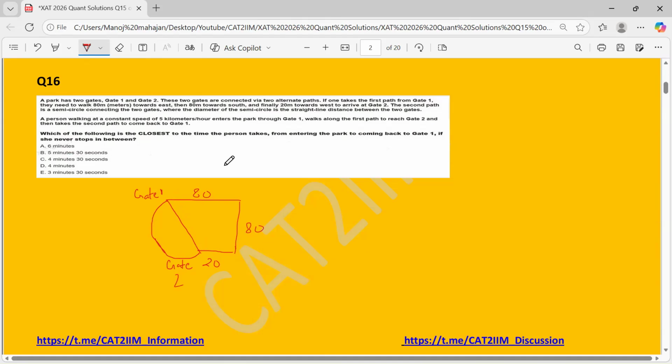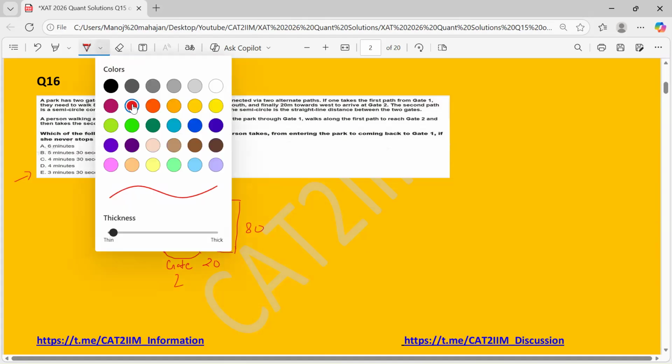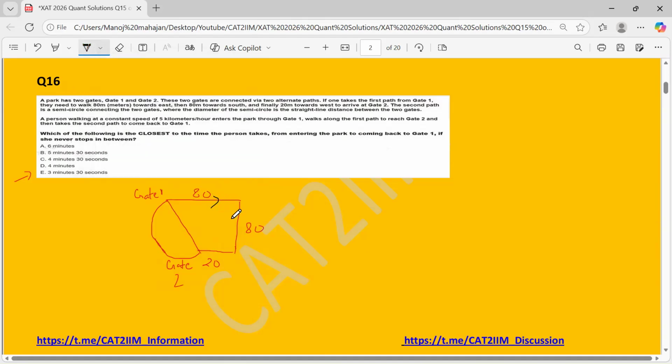Again, the speed is in kilometer per hour, and the answer is in minutes out here. So we have to look at the units also. So let's see how we can do it. The person enters the path through gate 1, walks along the first path to reach gate 2, and then takes the second path to come back. So basically, if I use the arrows, this is the path: from gate 1 again back to gate 1 using the first path and then the second path.